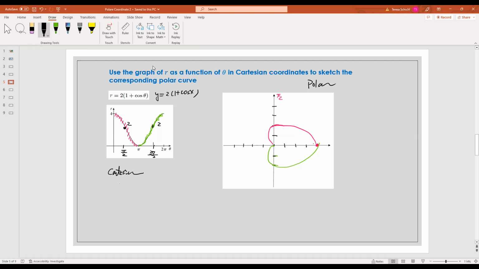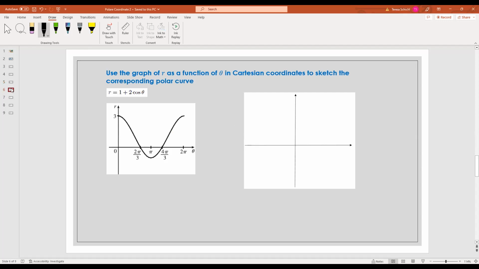All right, let's take a look at a little bit harder one. This one is 1 plus 2 cosine theta. You can also graph this in the Cartesian plane as y equals 1 plus 2 cosine x. Here we have a negative part, and this is 2 pi over 3.